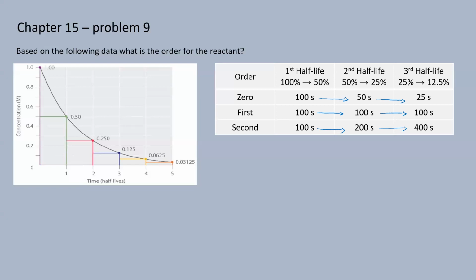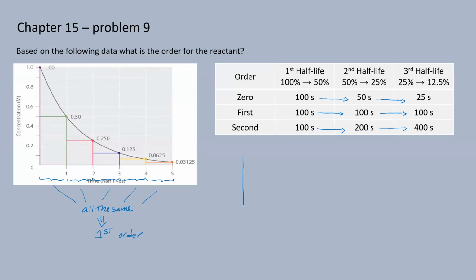Now if we look at the data on the table, half-lives is down on the x-axis. The distance between here and here, that's our first half-life. And then the distance between here and here is our second, third, fourth, fifth. And what we should note is they're all the same. So if they're all the same, that's first order.